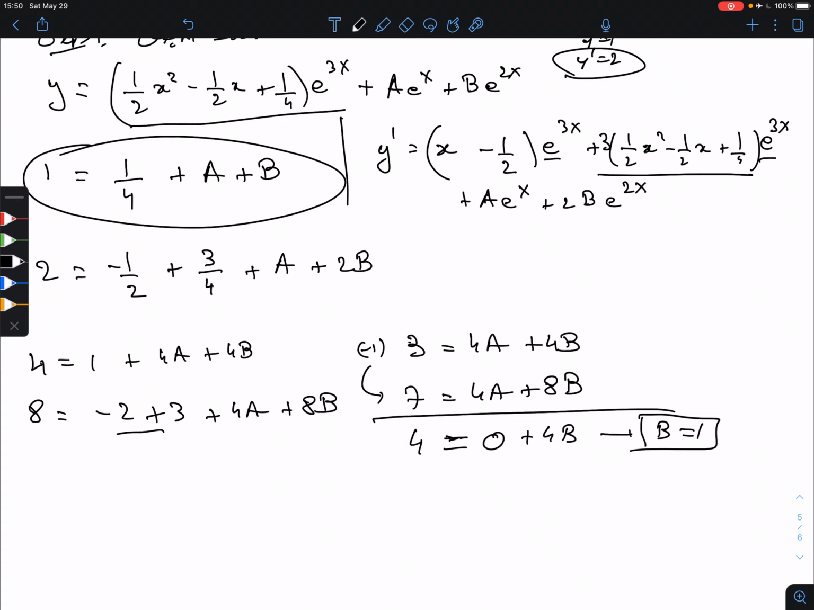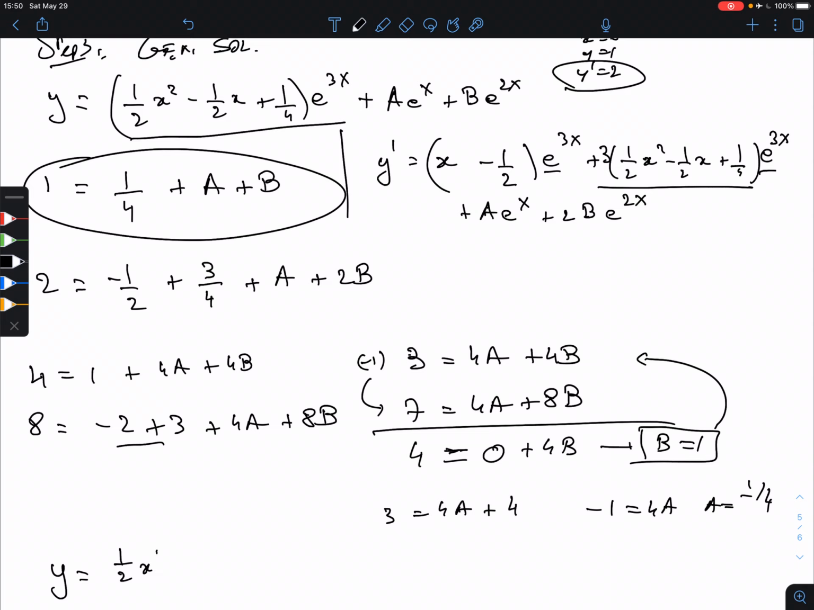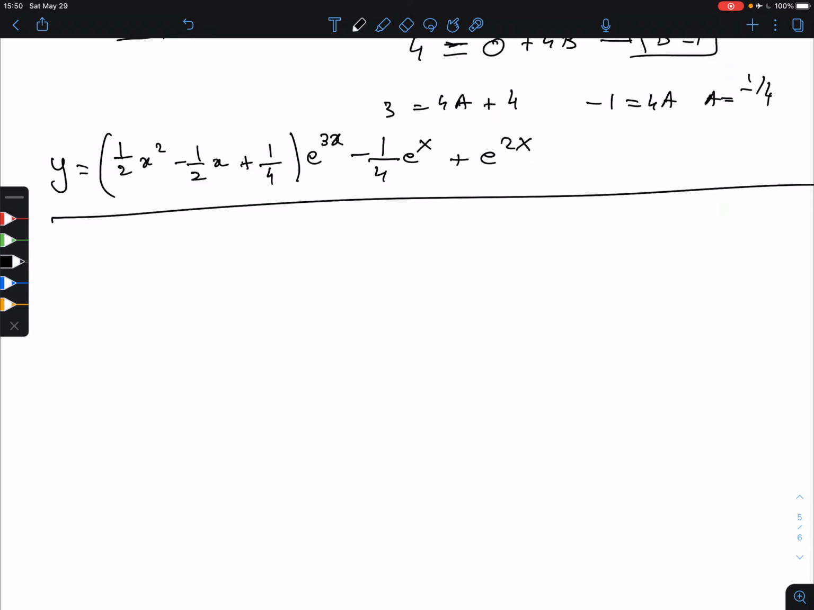Okay, and if b is 1, now I can plug this in here. Then we see 3 is equal to 4a plus 4. So we see that minus 1 is equal to 4a, so a is minus 1/4. So our solution is y equals a half x squared minus a half x plus 1/4 e to the 3x minus 1/4 e to the x plus e to the 2x. Okay, so let's look at the next example.